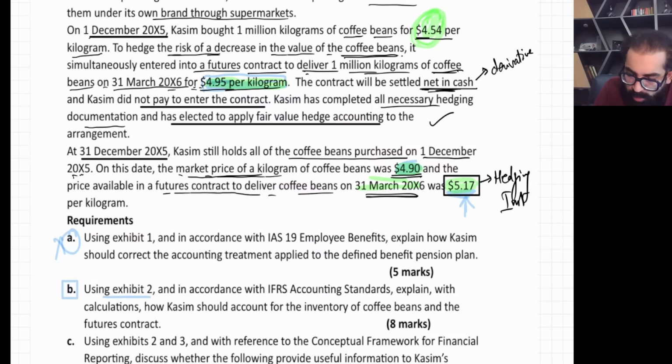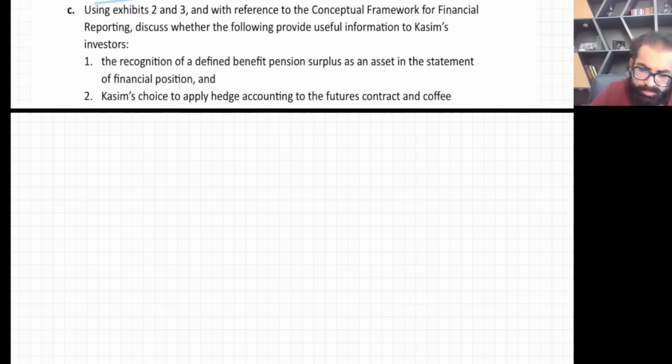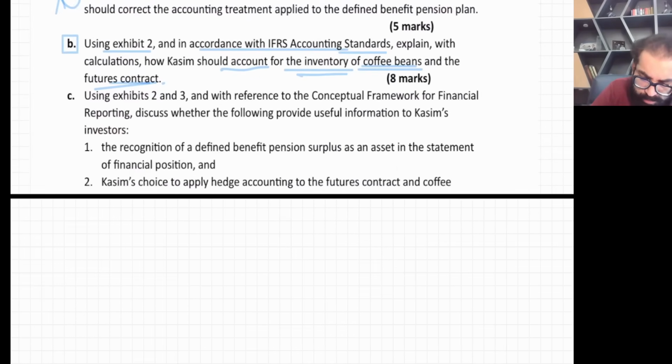Using Exhibit 2 in accordance with IFRS accounting standards, explain with calculation how Qasim should account for the inventory of coffee beans and the futures contract. Okay, right? So first of all, 8 marks. Very simple. A little bit of theory is definitely needed because you need to explain.